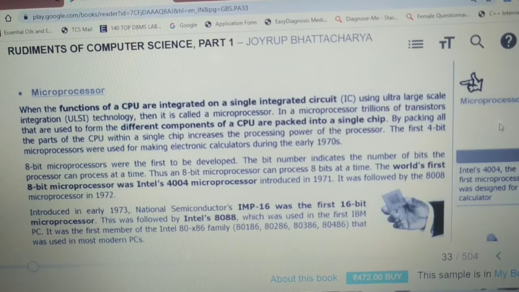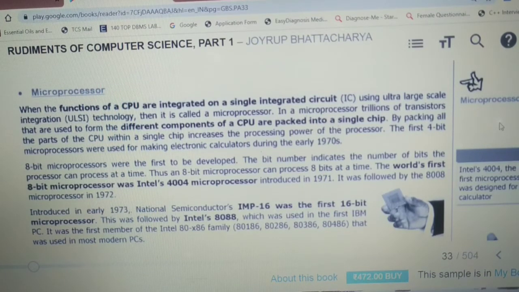By packing all the parts of the CPU within a single chip, the processing power of the processor increases. So what is the advantage here? If you have packed everything in a single chip, it will increase the processing power. Intel 64 and AMD 64 microprocessors are there, and many more.